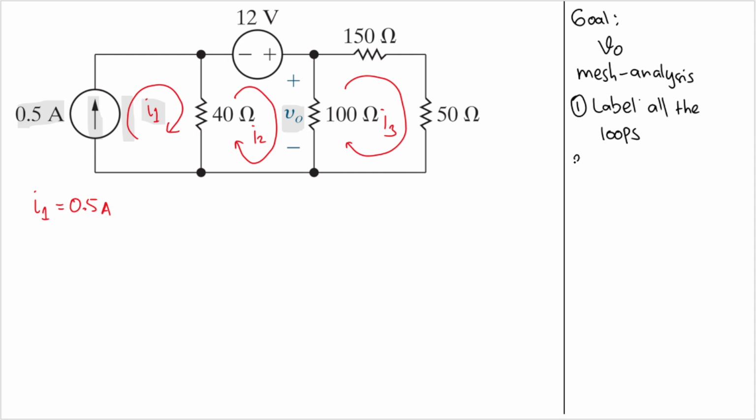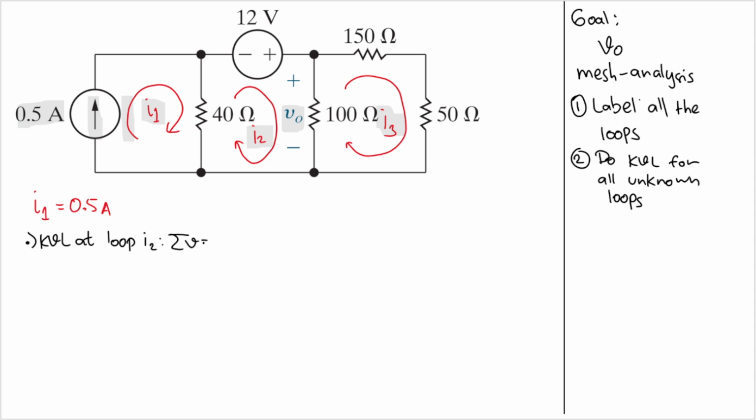So the second step is to do KVL for all unknown loops. And we already know I1 here. I1 is 0.5. So we need to do KVL at loop I2 and KVL at loop I3. Okay, let's start from I2 first. Let's do KVL at loop I2. Okay, what does KVL say? KVL says that the sum of the voltages in a loop will equal 0.